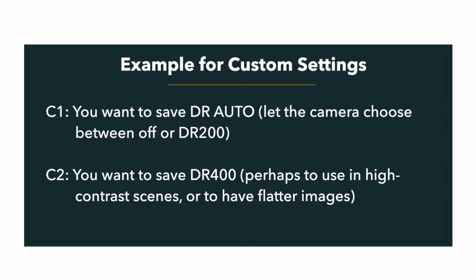So with all of that in mind, let's say that you want to program 2 custom settings. The first one uses a dynamic range setting of auto, so the camera is going to analyze the contrast in the scene and choose either off or DR200. The other custom setting, you want to use a dynamic range setting of 400. So you might use that program in high contrast scenes or whenever you just want flatter contrast.